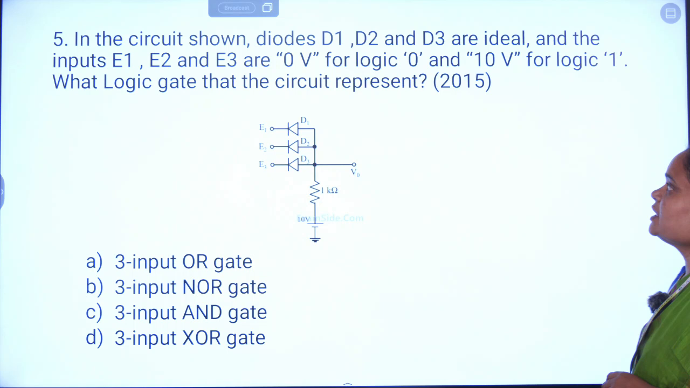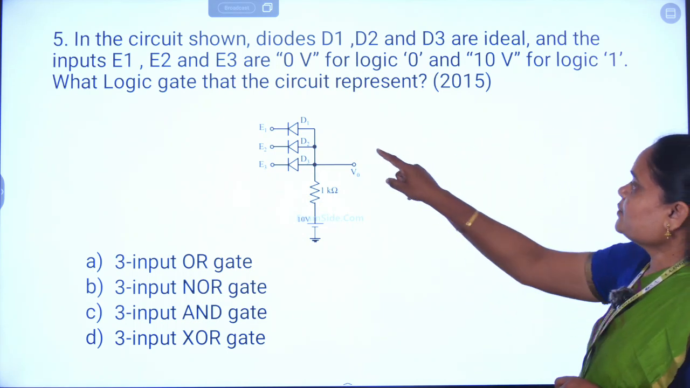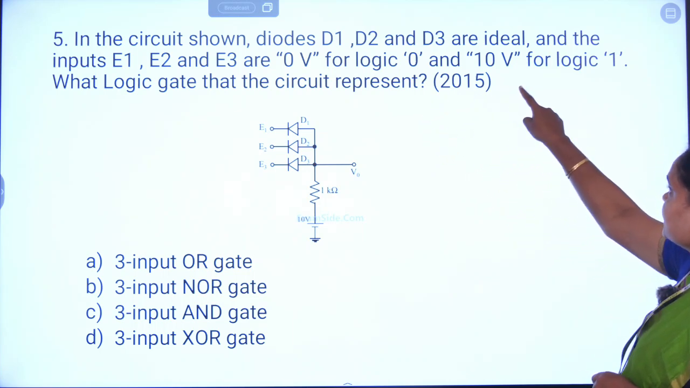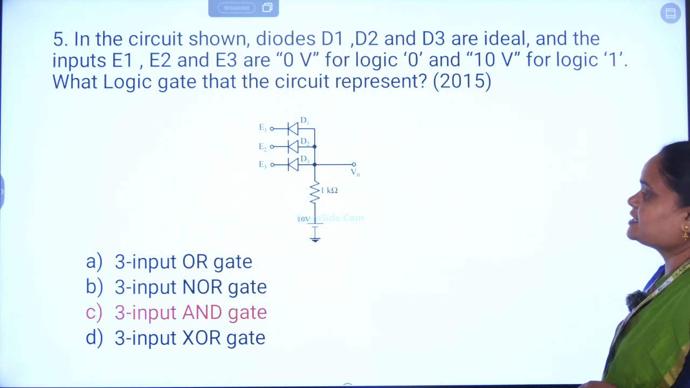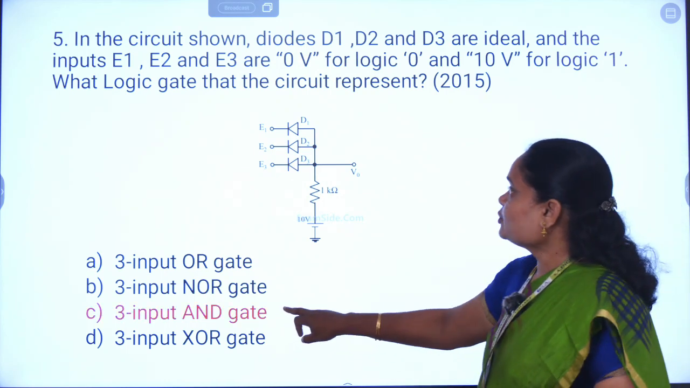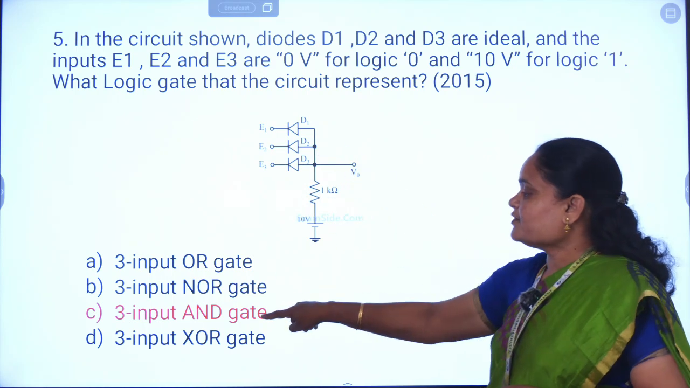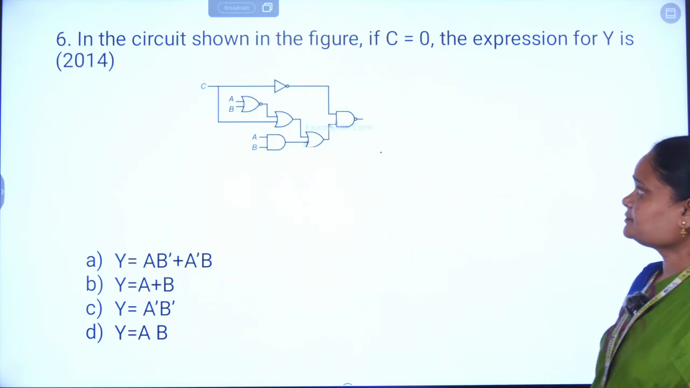In the circuit shown, diodes D1, D2 and D3 are ideal, and the inputs E1, E2, E3 are 0 volt for logic 0 and 10 volt for logic 1. What logic gate does the circuit represent? The circuit represents a 3 input AND gate. So here this is a representation of a 3 input AND gate because there are 3 inputs E1, E2 and E3.